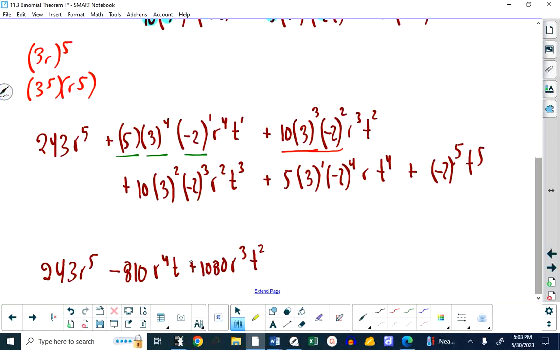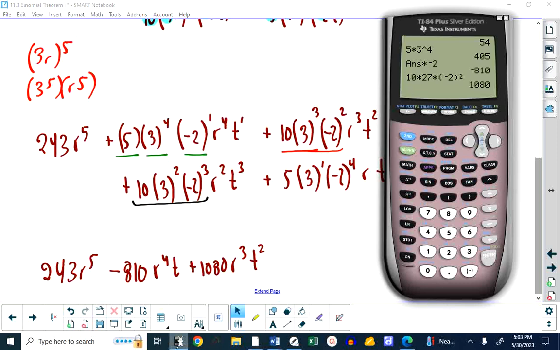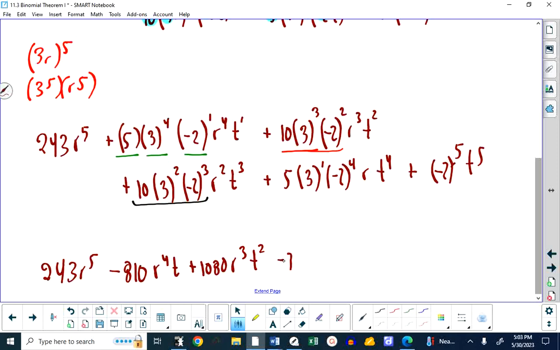Now I'm moving on to what's underlined in black for a coefficient. 10 multiplied by 3 squared, which is 9, multiplied by, in brackets, negative 2 quantity cubed, gives me negative 720. So minus 720, and that is r squared t cubed. Now I'm going to look at what's underlined in squiggly brown.